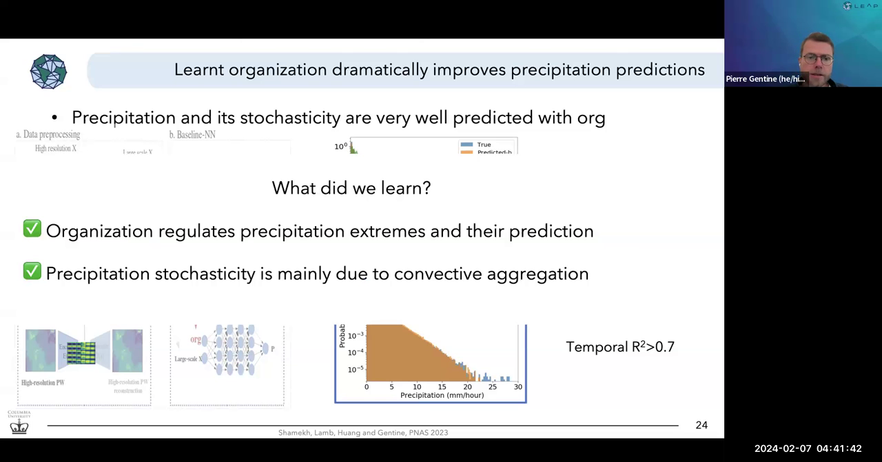So what did we learn here? First, organization regulates precipitation extremes and their prediction. And second, precipitation stochasticity is mainly due to convective aggregation, so subgrid processes that are critical to predict the temporal behavior of precipitation. So it's not really stochastic, it's just that we didn't have access to all of the different variables.